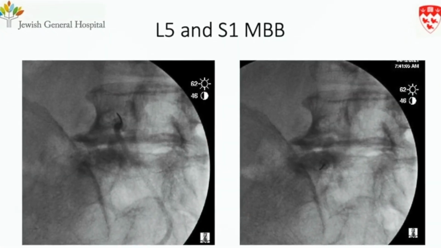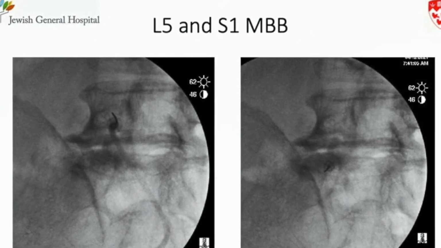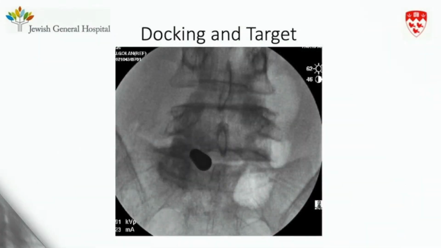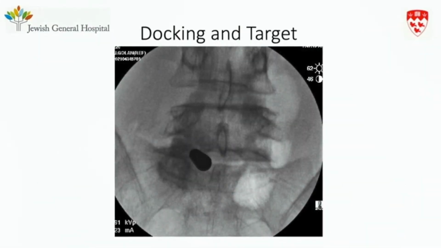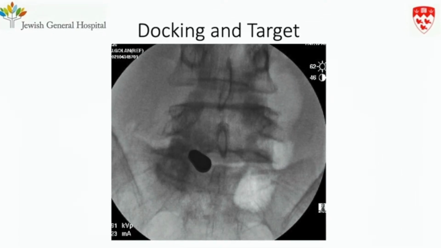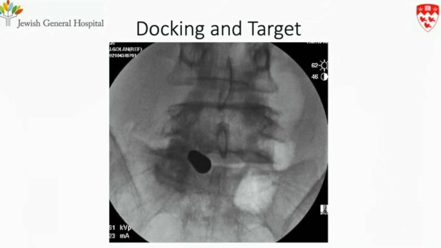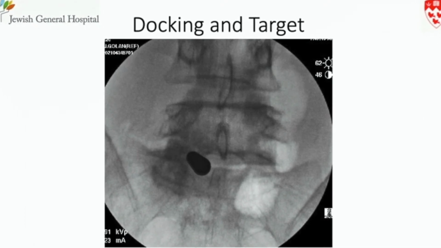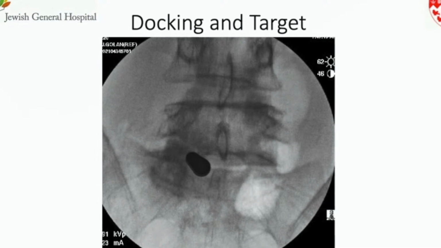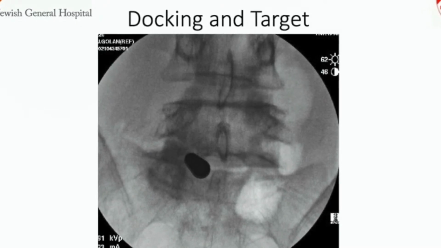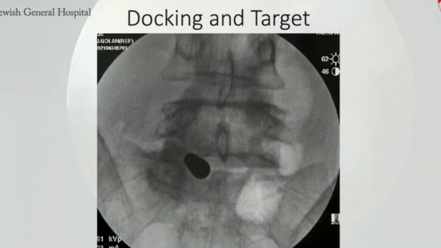The patient is positioned prone on the Wilson frame. I proceeded to perform a left L5 and S1 medial branch block. You can see that the interlaminar window is quite narrow in this patient. I made sure to dock at the very lateral aspect of the L5 lamina, just at its junction with the descending facet process.